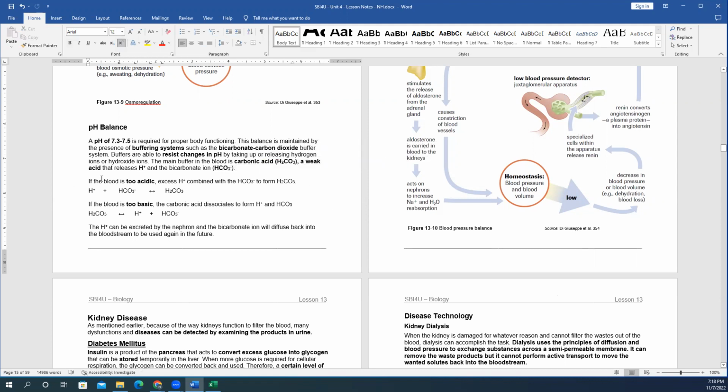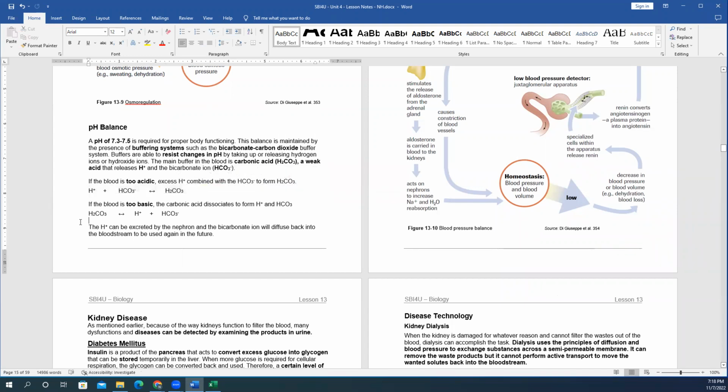Under the conditions where the blood seems to be going a little bit too acidic, that means that you have excess protons around. These excess protons will then combine with the existing bicarbonate ions to form, again, this carbonic acid. So this is the reaction.